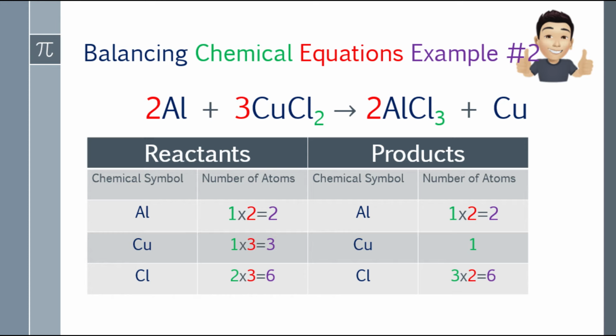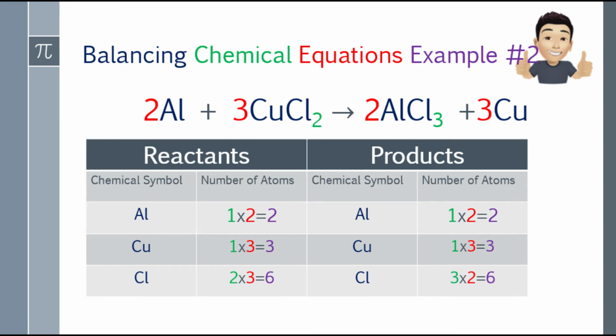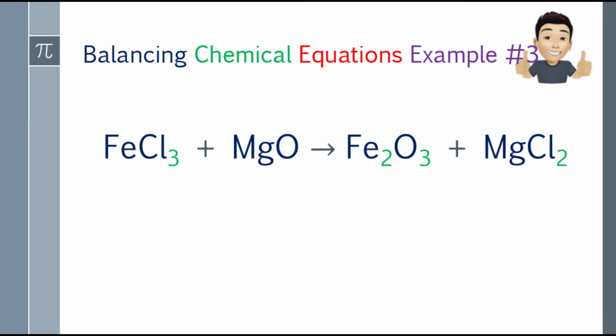So, dahil napapansin mo, tatlo yung copper number of atoms sa reactant side at isa lang yung sa product side. So, maglalagay ako ng coefficient na 3 dun sa product side, sa copper. And 1 times 3 is equal to 3. Alright, so let's move to the next example.